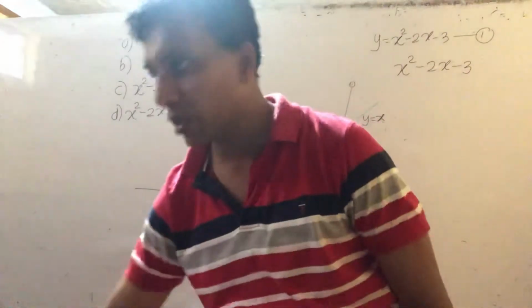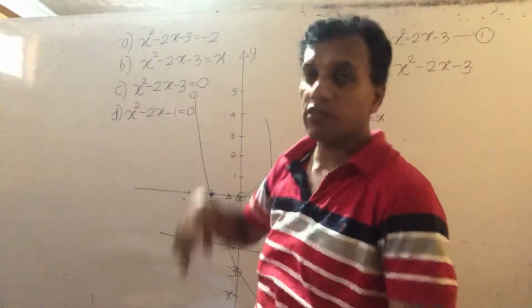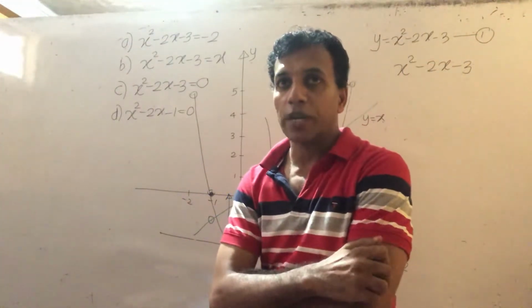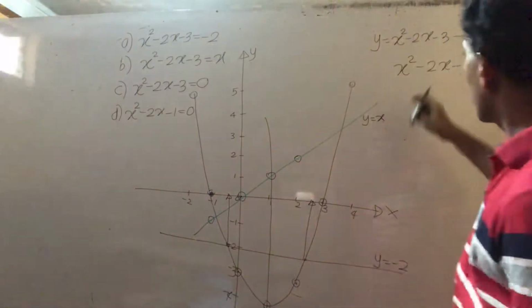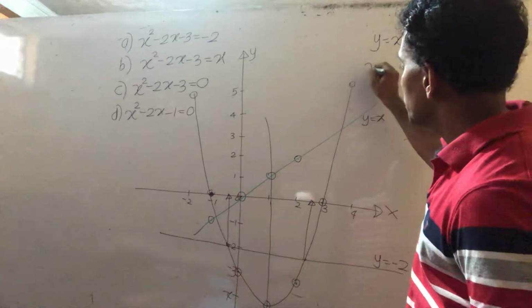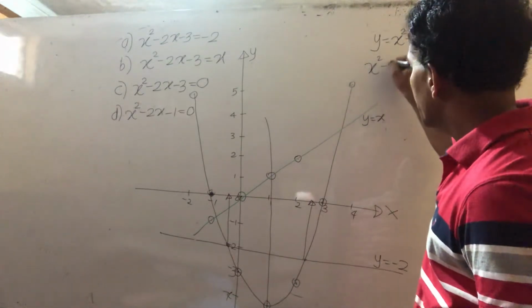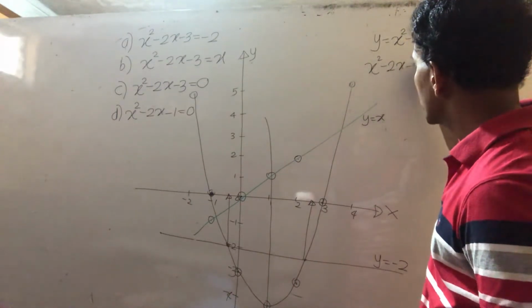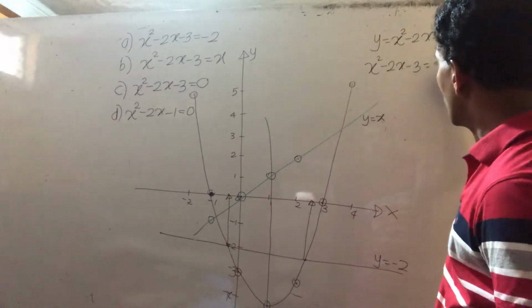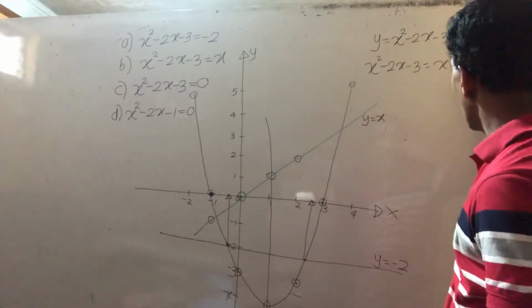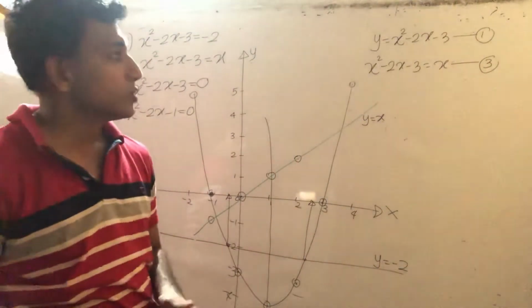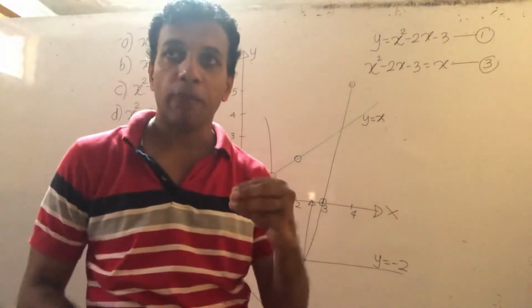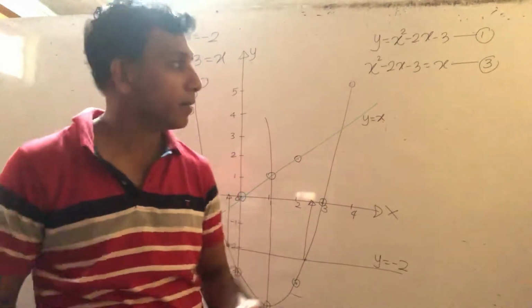Another chance to learn, if you felt confused or did not understand the first problem properly. Another chance: x squared minus 2x minus 3 equals x. I call this number 3, since we already have the number 2 equation. Again I use the same method, the same idea.